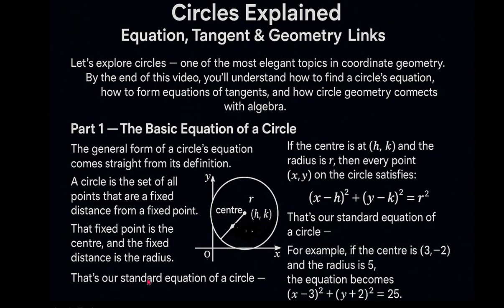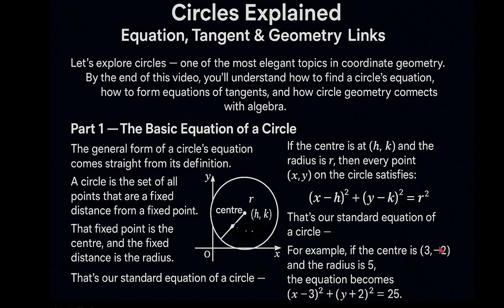That's our standard equation. If we have a center (h, k) and the radius, that means we are not at the origin, and every point (x, y) can be anywhere on this circle boundary. So it must satisfy this equation: (x minus h) whole square plus (y minus k) whole square is equal to r square. For example, if we have center (3, minus 2), we put h equal to 3 and k equal to minus 2. So (x minus 3) whole square plus (y plus 2) whole square, and the radius is 5, so r square is 25.